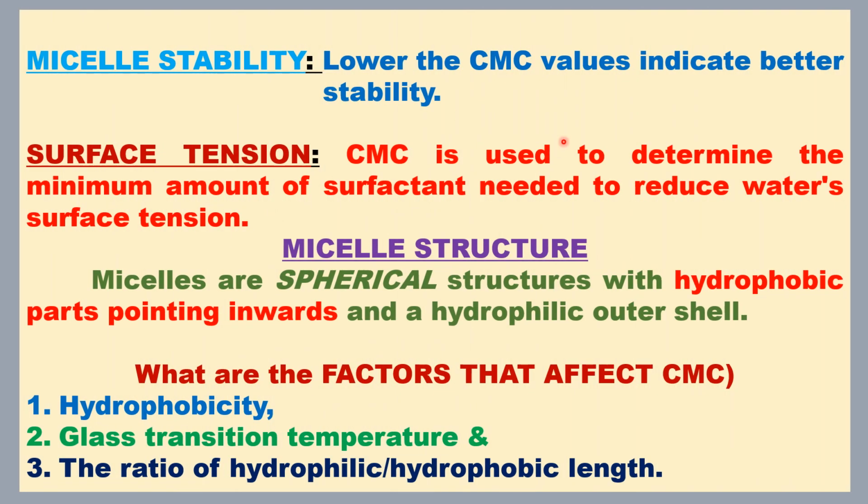So what are the features of CMC? The stability of a micelle is obtained from CMC. For example, a higher CMC indicates lower stability, whereas if micelles are formed at low concentration, they are more stable. Surface tension: it is used to determine the minimum amount of surfactant needed to reduce water surface tension.